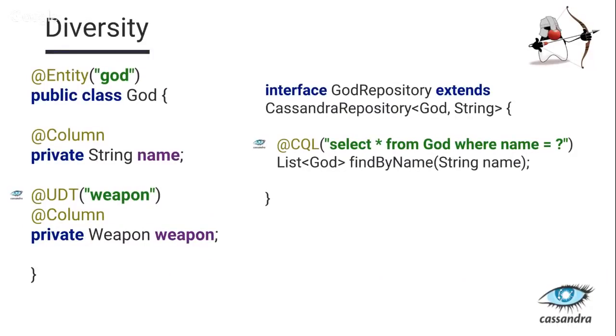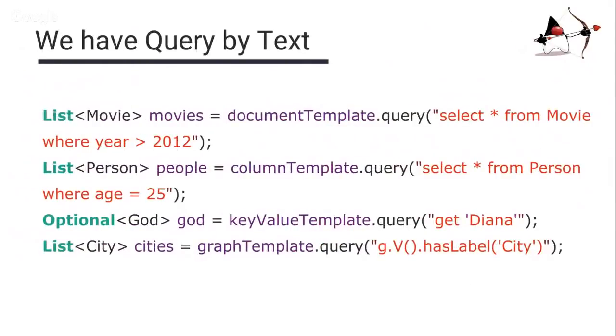And again, at the communication layer, the mapping matters, the diversity matters. So we have something like the UDT annotation, a user-defined type that belongs just to the Cassandra NoSQL database, and the CQL annotation that runs CQL and then converts to the God entity. And one cool feature is that we have queries by text. As you can see here, I have the document template that does operations on documents, the column template that does column operations, key-value, and graph. As you can see, the queries are different because the structures are different.